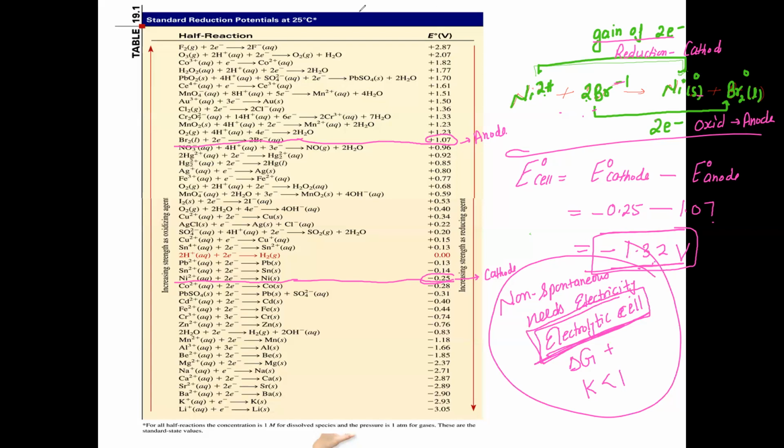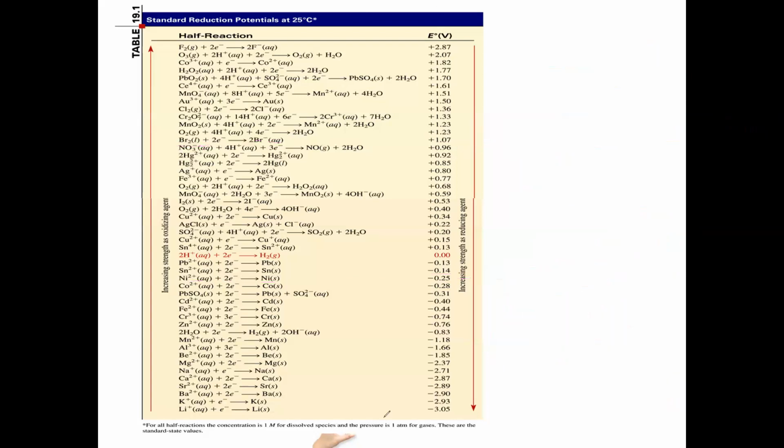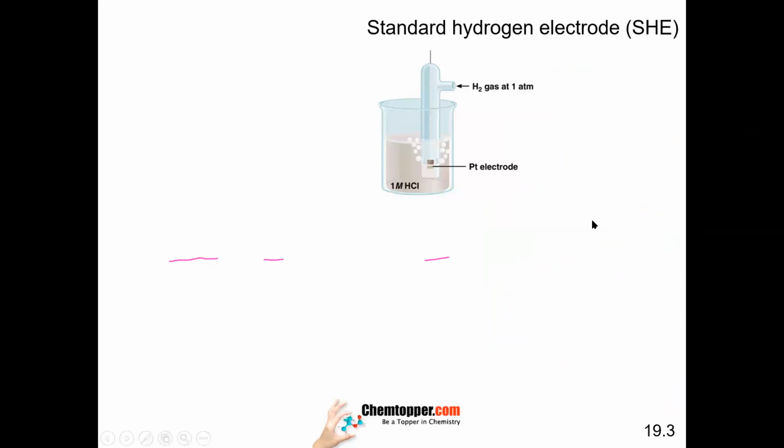Okay, children. I was telling you something about this electrode, right? This is the reference electrode. This one, the one with the zero value. Now let's see the setup of this reference electrode, which is called SHE. This is the setup. It's the standard hydrogen electrode. It's a well-defined setup, very well-defined.